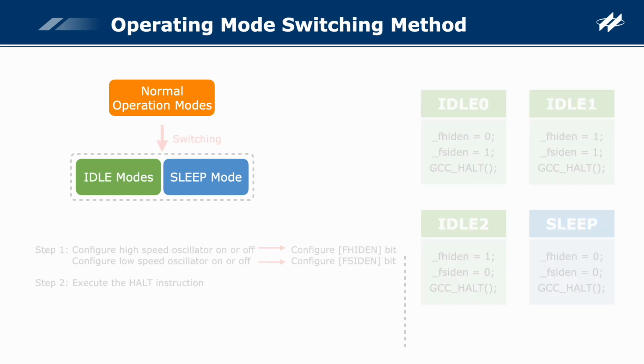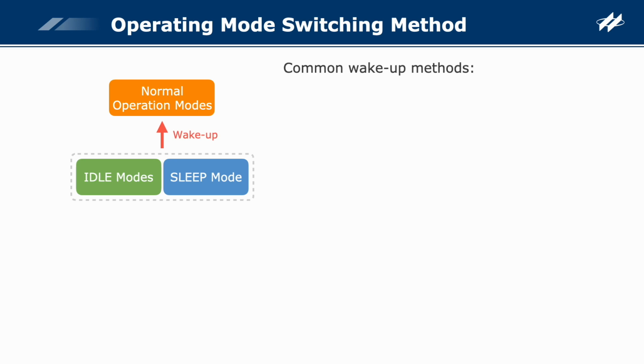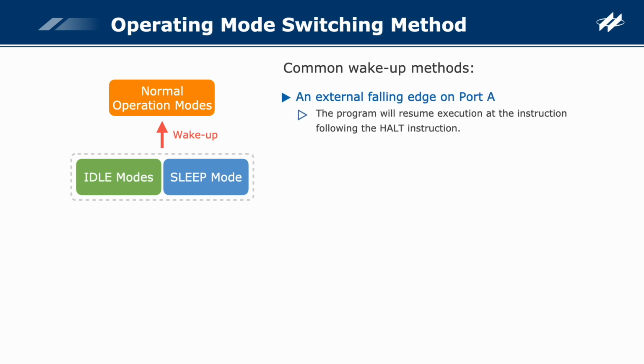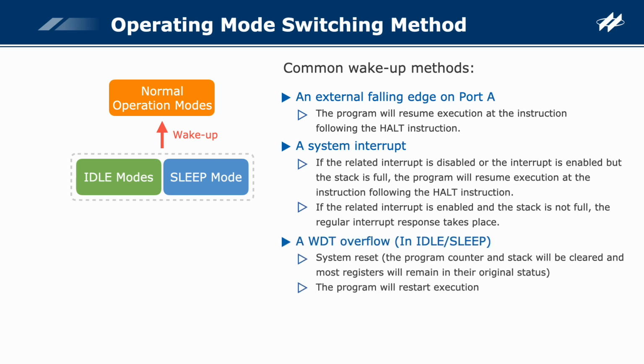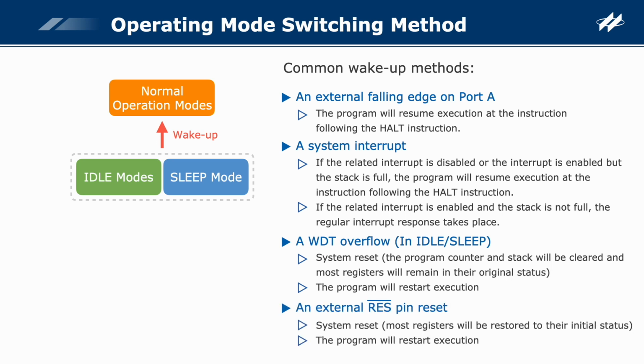Next, let's take a look at how to wake up from the idle or sleep mode to the normal operation mode. There are 4 common wake-up methods. 1. An external falling edge on port A. 2. A system interrupt. 3. A WDT overflow. 4. An external reset pin reset. The above wake-up methods are different and will be explained in detail in the subsequent corresponding course.